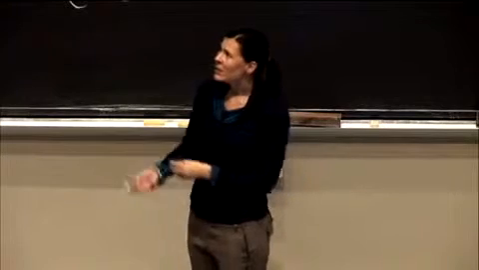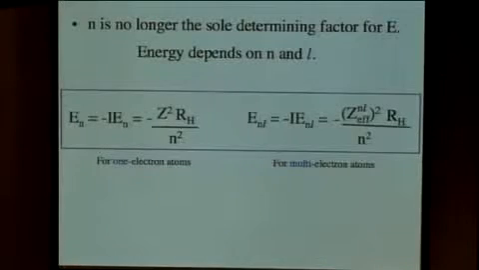We can also look at the energy equation now for a multi-electron atom. And the big difference is right here in this term. Instead of being equal to negative Z squared, now we're equal to negative Z effective squared times R_H all over n squared. So when we say Z effective, what we're talking about is instead of Z, the charge on the nucleus, the effective charge on the nucleus.